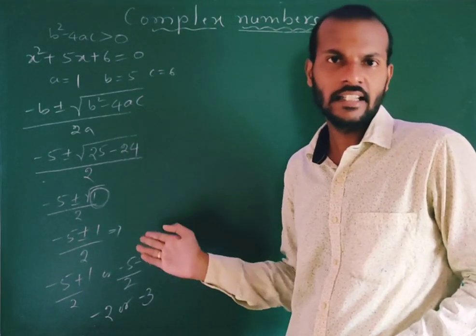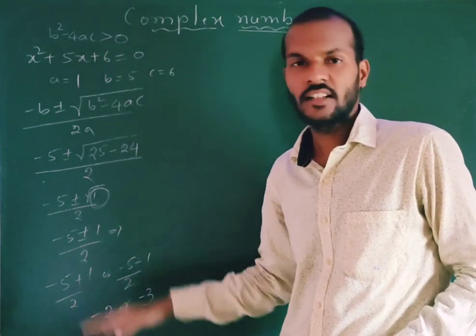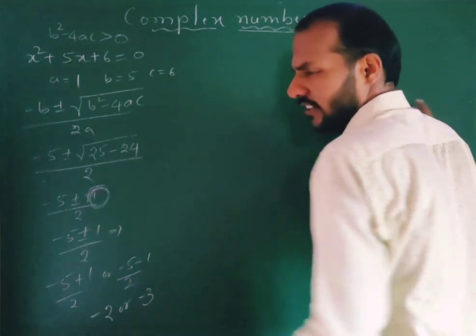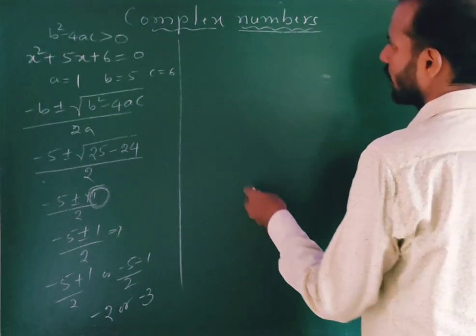Already we have said this earlier, and finally we got it also. When b square minus 4ac is greater than 0, it is nothing but plus 1 is greater than 0, right? 1 is greater than 0. Similarly, let us consider one more example.